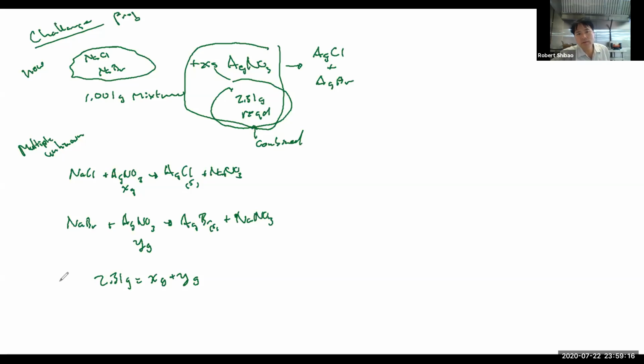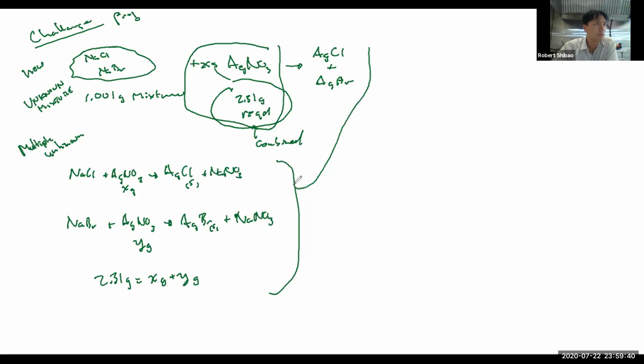And so how am I going to do stoichiometry here? Like this. Well, let me tell you how I do it here. This is an unknown mixture. There are different methods. I like this, the graphical visual method.